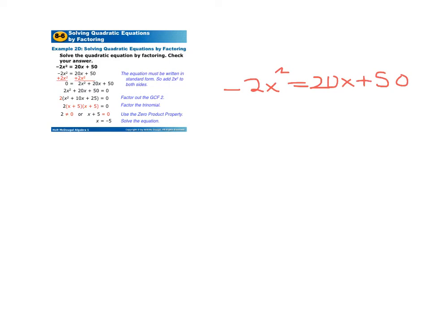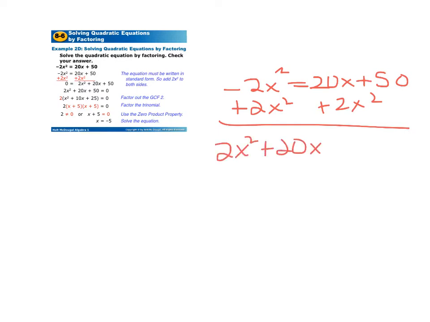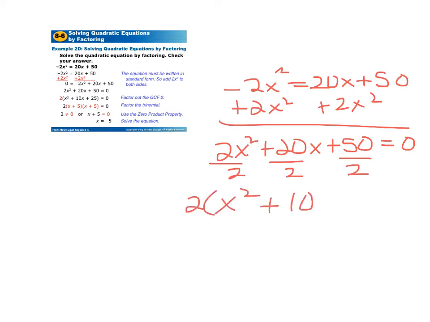So I'm going to put it in standard form. I'm going to move the 2x over because I want it to stay positive. So now I have 2x squared plus 20x plus 50 equals 0. Now, notice from the factor completely lesson that we learned in chapter 7, I can factor out a GCF before I start. I'm going to divide everything by 2. So now I get x squared plus 10x plus 25 equals 0.